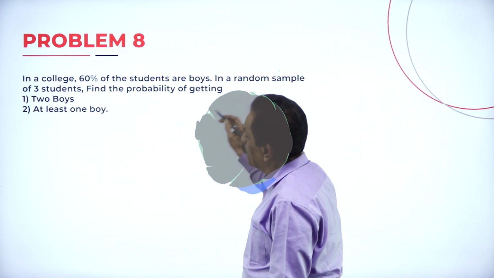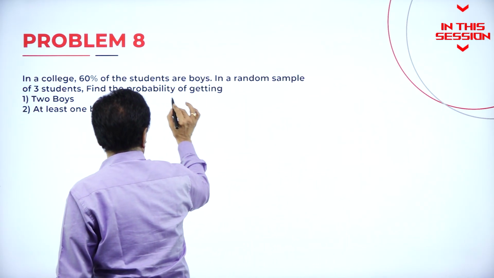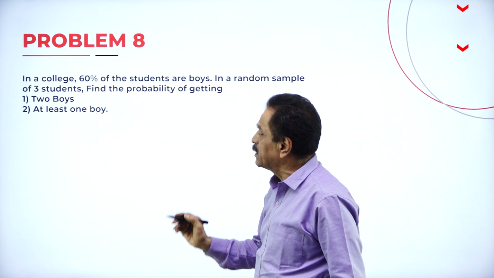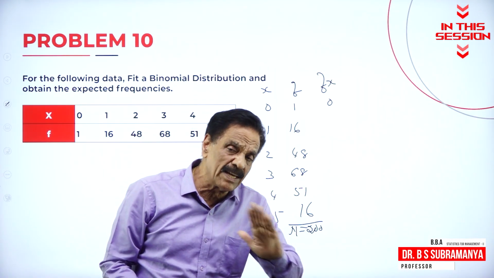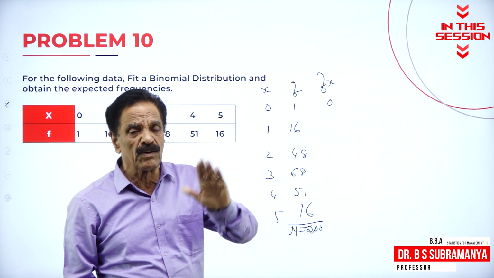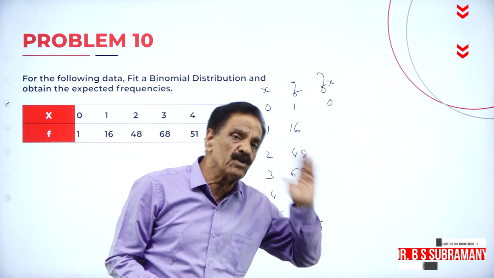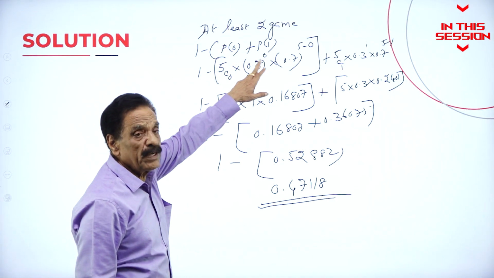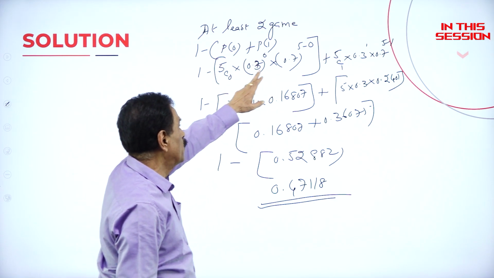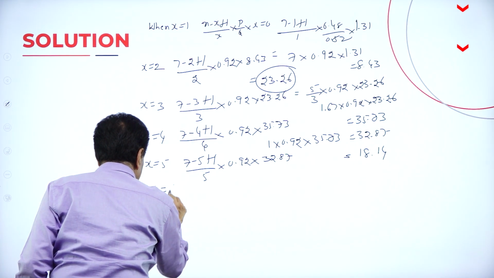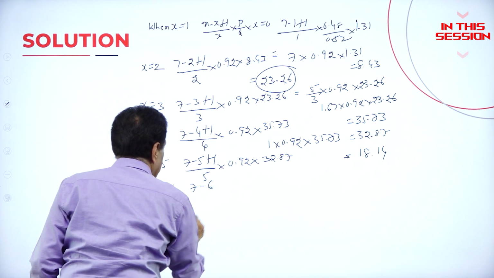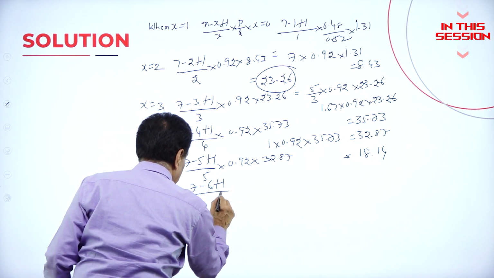In a random sample of 3 students, find the probability of getting 2 boys, at least 1 boy. In mean is equal to fx by n, we have to find out. Then only we have to find out the value of the p, value of the q. So at least 2 means 1 minus p of 0, p of 1. So 5c 0, 0.3 to the power of 0. When x is equal to 6, 7 minus 6 plus 1 divided by 6.